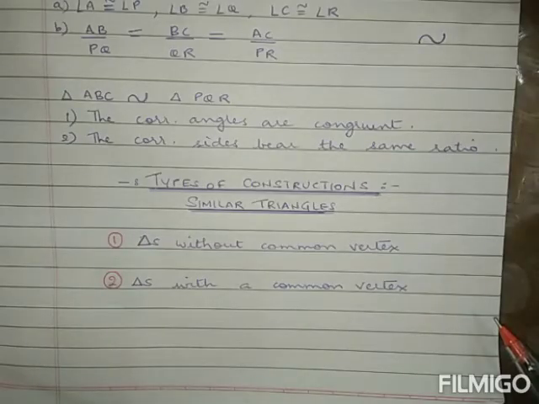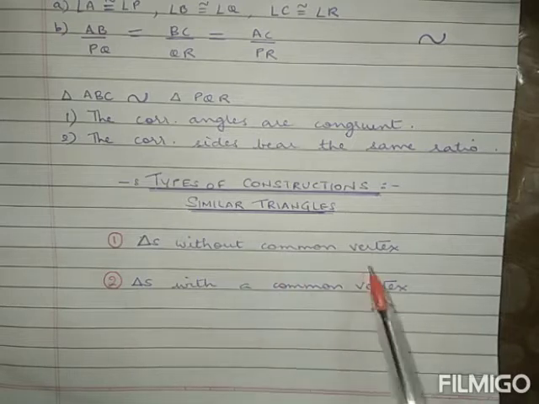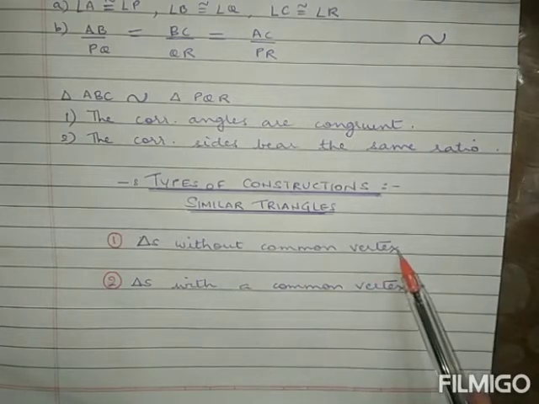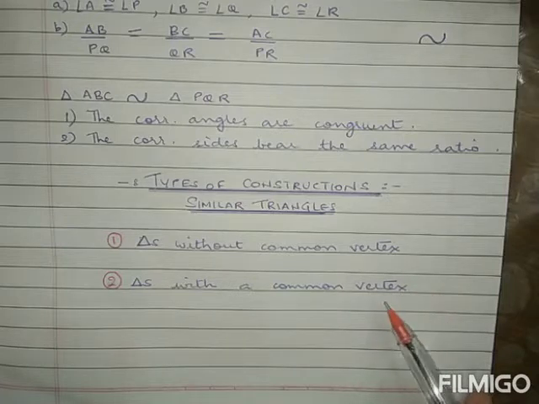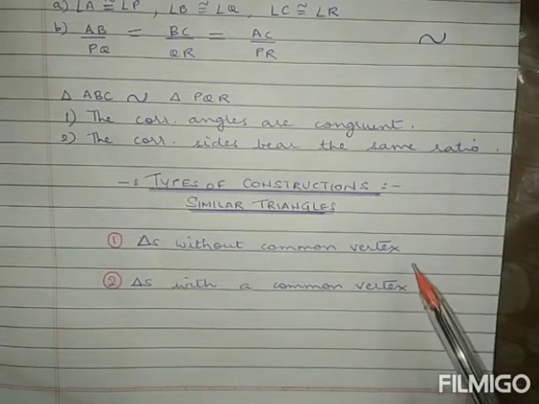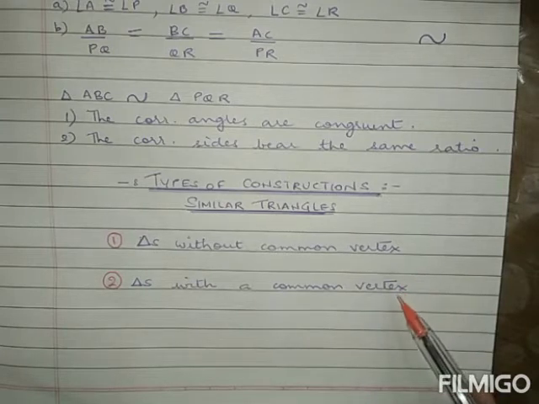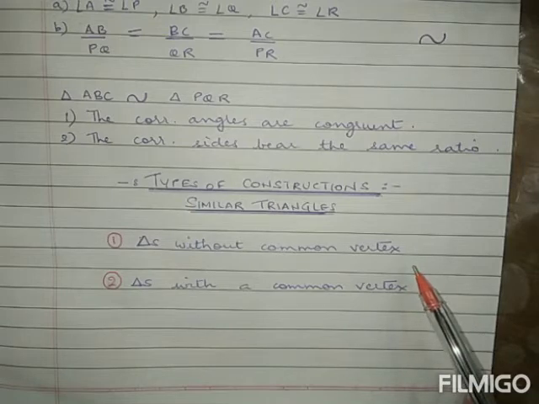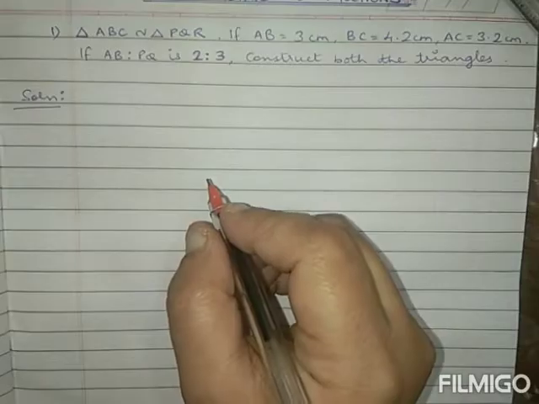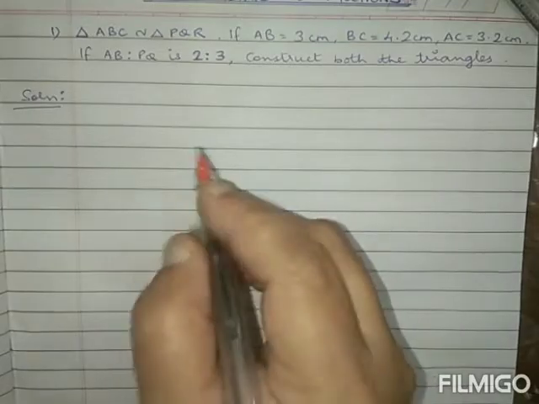Now let us have a look at the types of constructions. We have to construct similar triangles of two types. The first one is the triangles without a common vertex, and the second are triangles with a common vertex. Both these constructions have different methods, so we will deal with one construction at one time. Let us begin with the working.